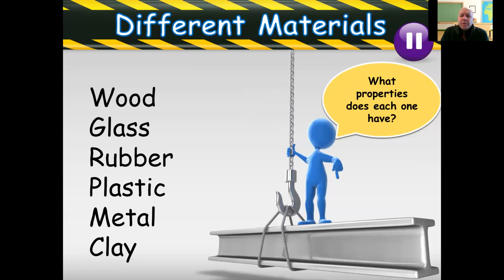Now, what properties does each one have? What qualities do they have? Again, just pause the video and have a think for a moment. What's special about each of these things and why are they used for certain objects? Well, working through them, wood is very easy to shape, very easy to cut, so you can cut it to the shape you need.